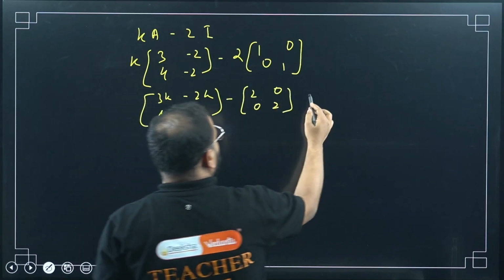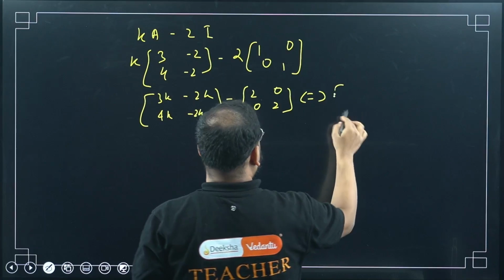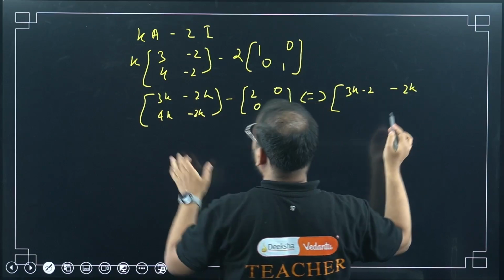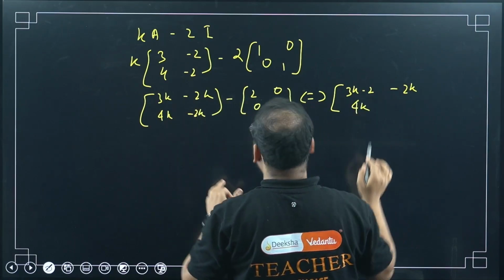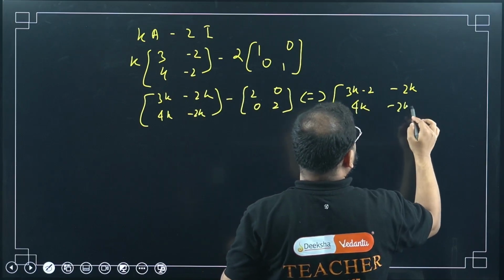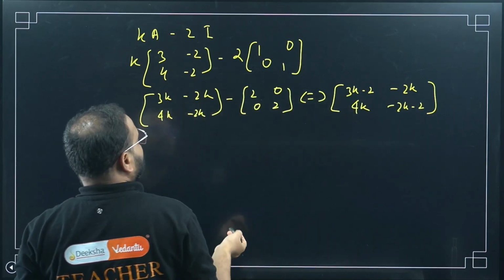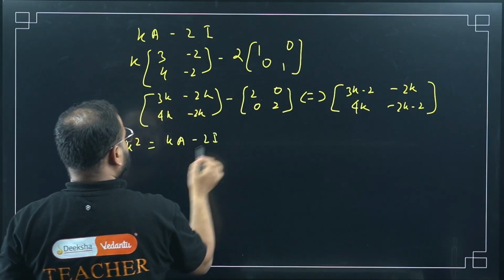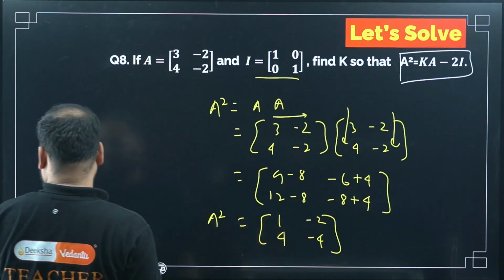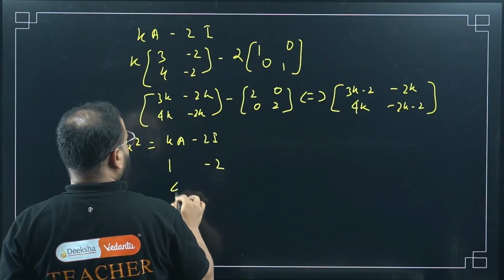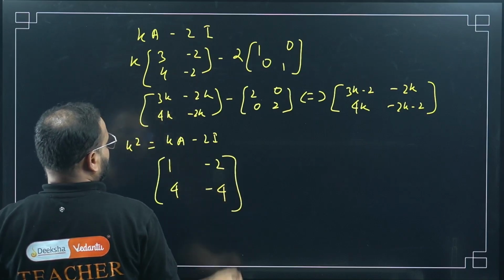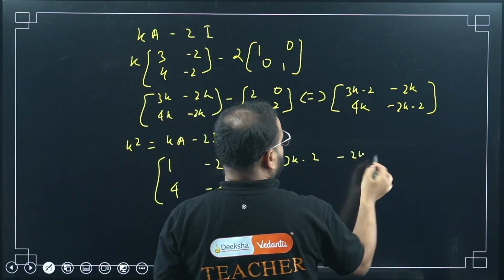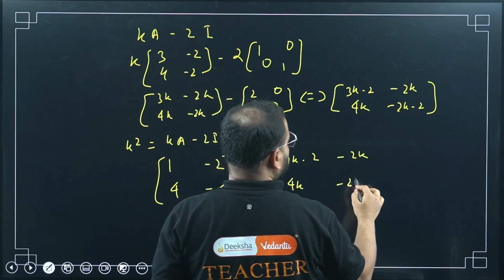Do the subtraction, please. What I'm getting here, please check. I'm getting 3k minus 2, 3k minus 2, minus 2k simply minus 2k, 4k minus 0 is simply 4k, and minus 2k minus 2, minus 2k minus 2. They're saying this is equal to k square. What is my k square value? Check here. 1, minus 2, 4, minus 4. Okay, k square. What is this value? Please check. 3k minus 2, minus 2k, 4k, minus 2k minus 2.